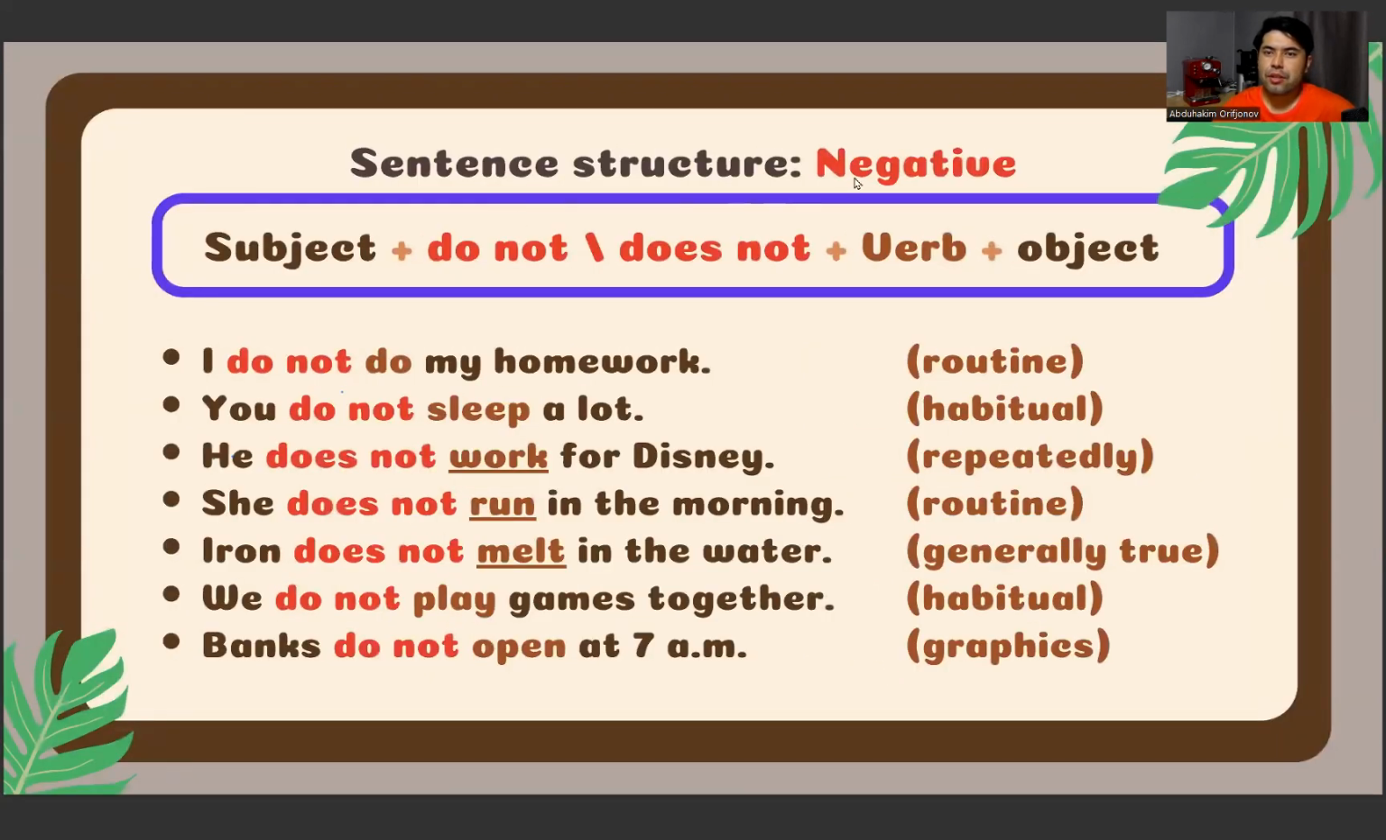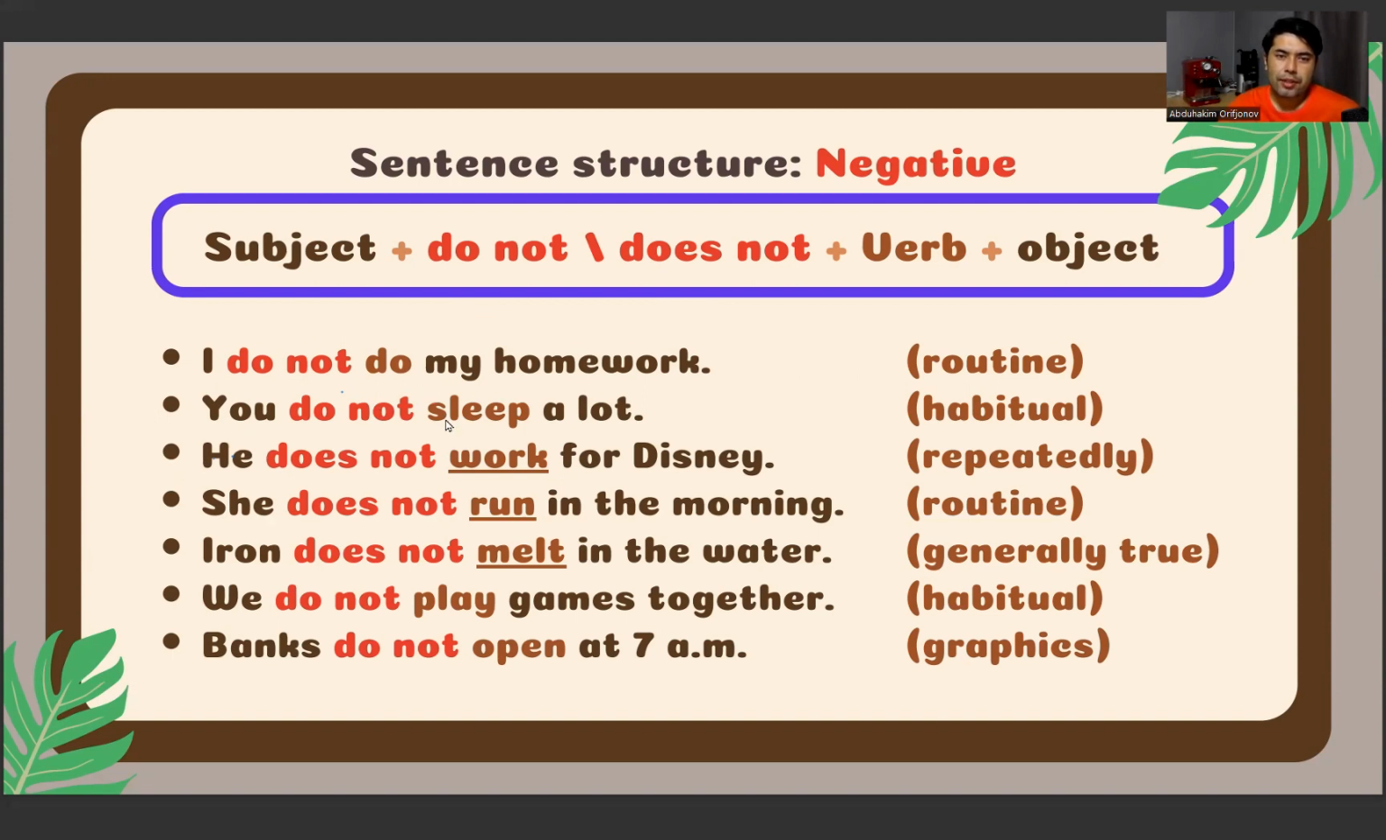The negative sentence structure is subject plus do not or does not plus verb plus object, and so on. Here do and does are helping verbs. They don't have any meaning, they just help to make the sentence. I do not do my homework. This is a routine. The first do is a helping verb. The second do is the action, to do something, to make something.